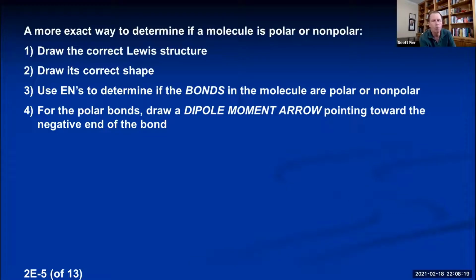These dipole moment arrows are what we call vectors. A vector is something that indicates two things: direction and magnitude. So it's an arrow. The direction should be pretty clear. It's telling you which way the electrons are being pulled. But what's magnitude? What are we talking about?